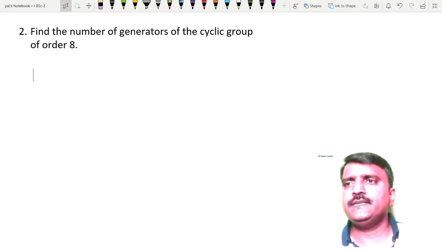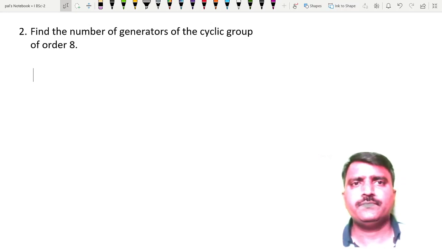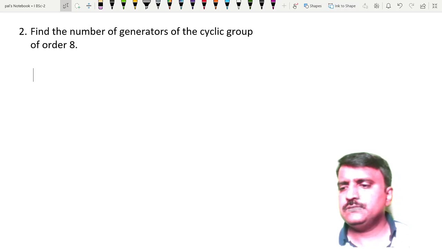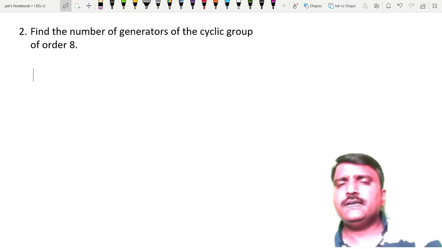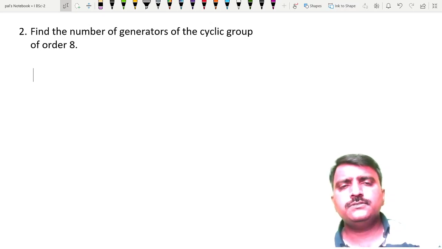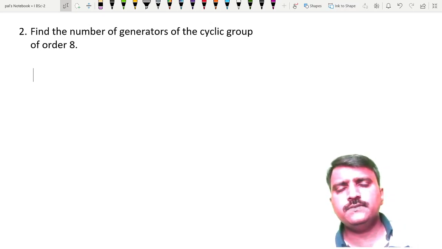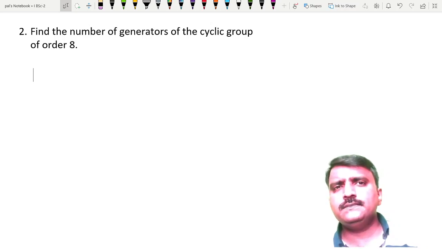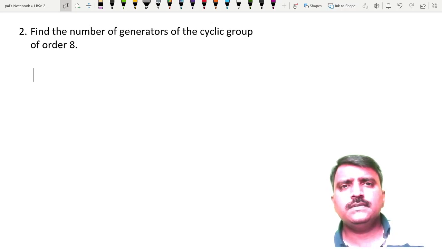Let us see this one. Find the number of generators of a cyclic group of order 8. We already solved one problem, so this is the second one. This is the cyclic group of order 8. The integers which are less than 8 and prime to 8, we just need to find those. 8 is a very small number, so we can find the numbers which are relatively prime with 8.